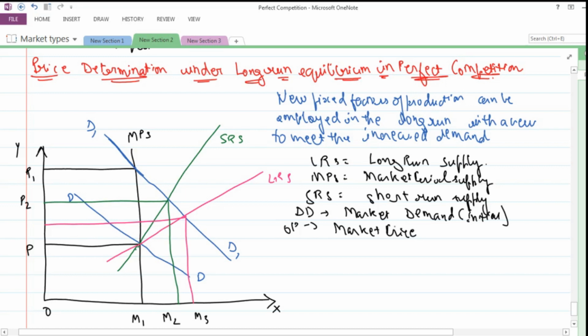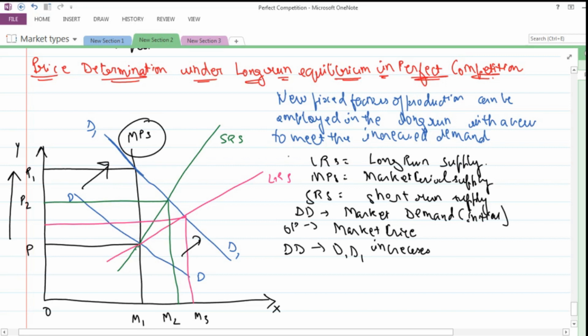Now, if for example there is an increase in demand from DD to D1, DD से D1 पे increase हो जाता है, demand increases. Here, in this case, the market price will increase from OP to OP1. Directly it shoots up to OP1. Why? Because if we are considering the market period supply, then the price would shoot up to OP1.